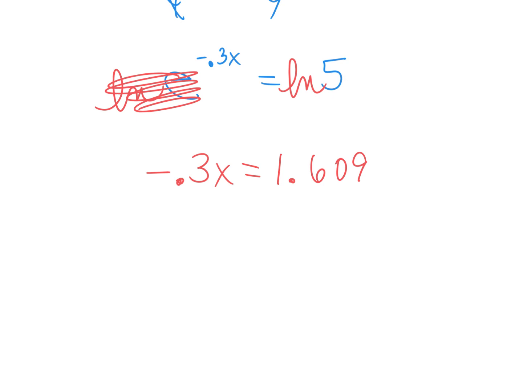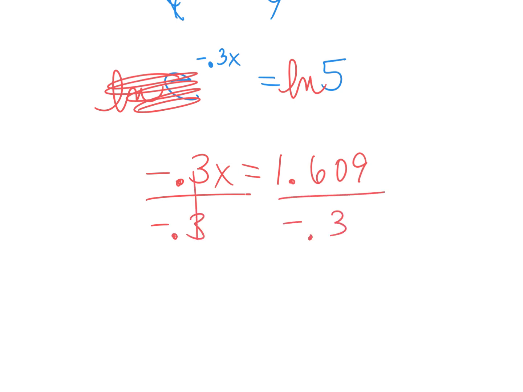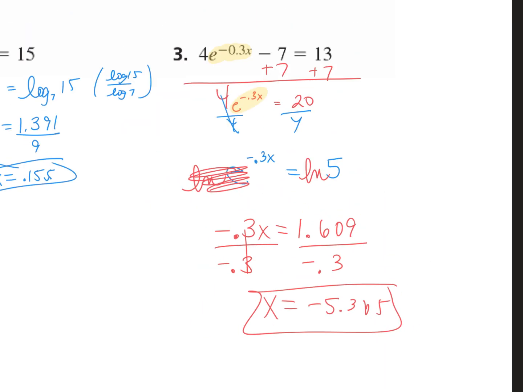You guys agree? Okay, so 1.609. And now we go back to basic math. How do I get x all by itself? Divide by negative 0.3. So x equals negative 5.365. Negative 5.365. Now, what can I do with that lovely x?